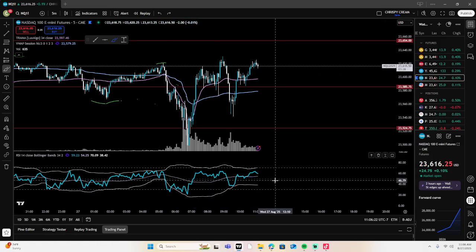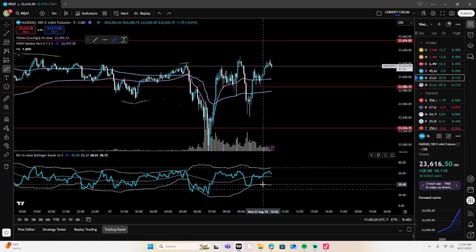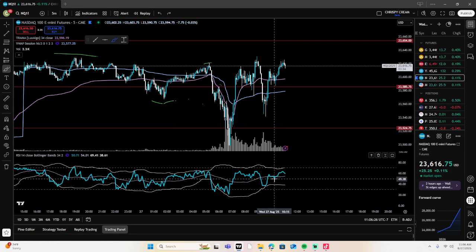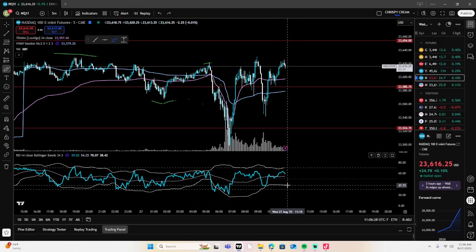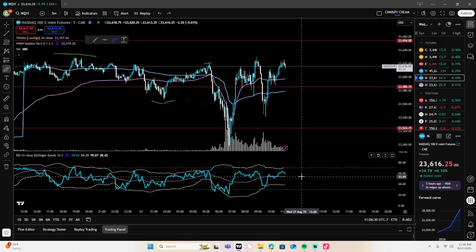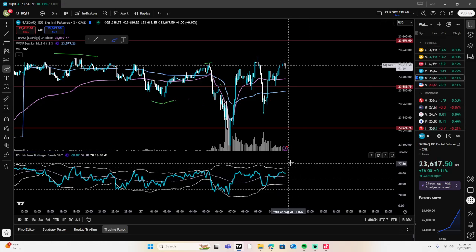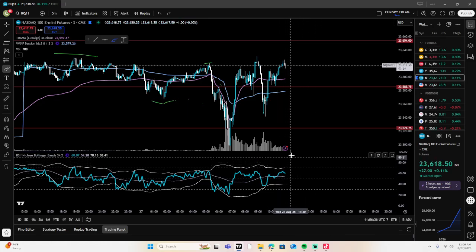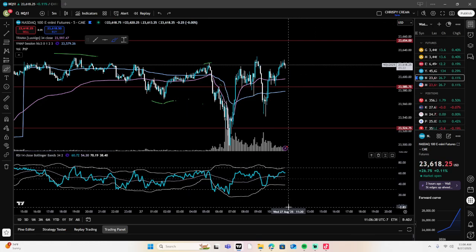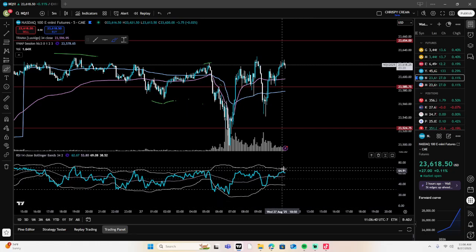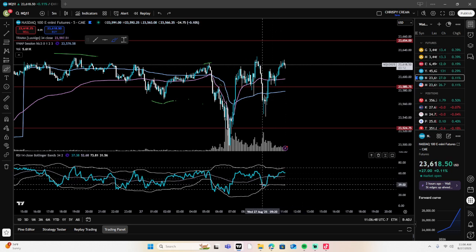Let me repeat. Reset, divergences, RSI levels, opening and closing of bands, and overextension. So if the RSI is overextending to the upside or downside, if we're getting resets on the RSI, if we're getting breaks of medians, divergences, and RSI levels.